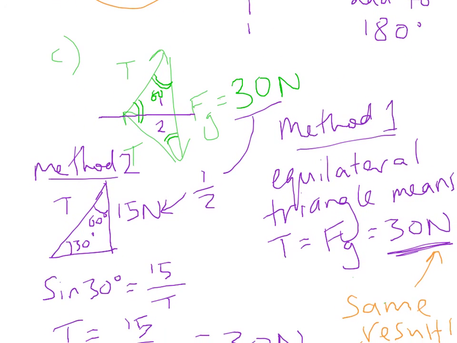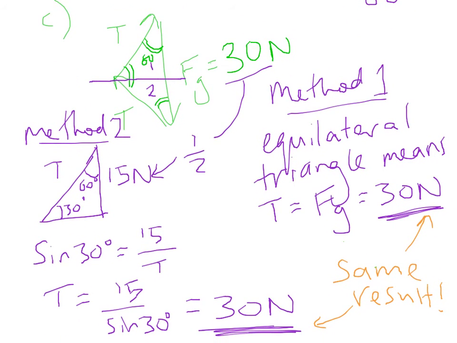And C, starting from the vector addition there, we know from the interior angles of a triangle that they add to 180 degrees. That means all of the internal angles are 60 degrees. That means this is an equilateral triangle with T and FG being the same, 30 newtons. That's one way to find it.